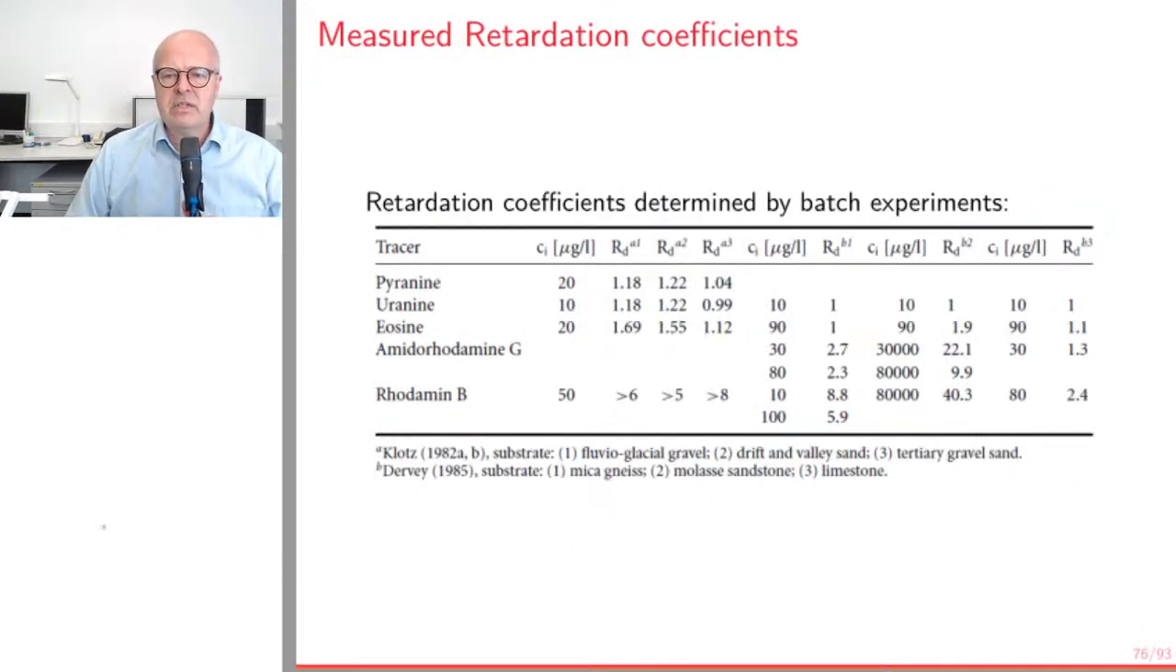So the measured retardation coefficients are given here. Same story. So they should be 1 in the ideal case. They are 1 for Uranine at different concentrations. Eosine is quite close to 1.